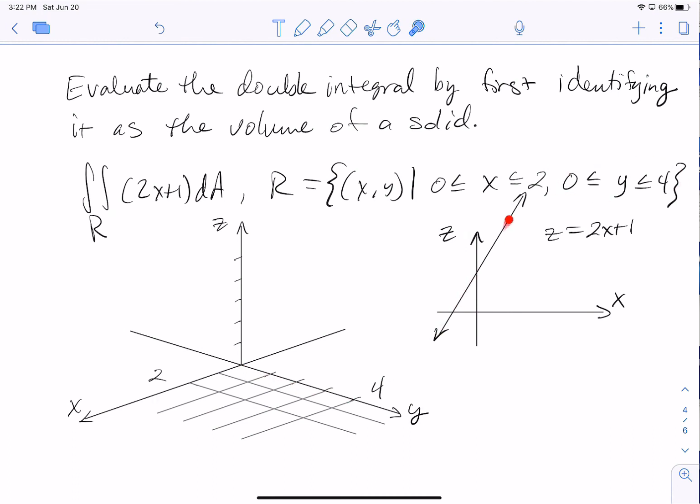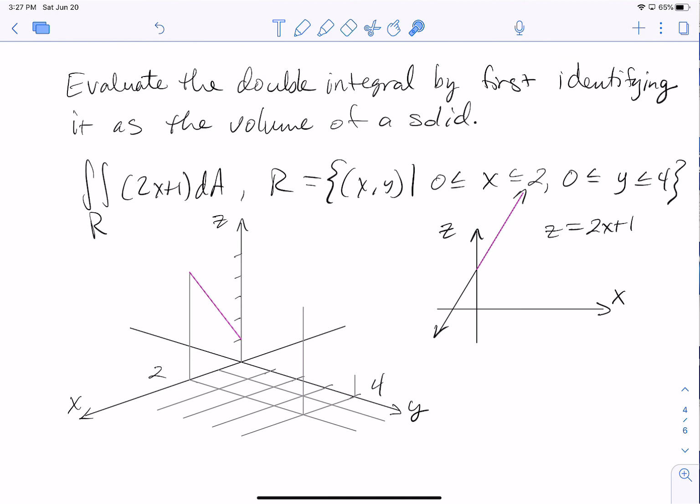Then we need to translate this line in the xz plane into a plane in R3. It intersects the z-axis where z is 1, and then has an upward slope of 2. I've translated the portion of the line in the first quadrant of the xz plane into the beginning of the plane in R3. By drawing another segment here out at y equals 4, now I can start to see this taking shape. So the solid we're talking about is this solid here.